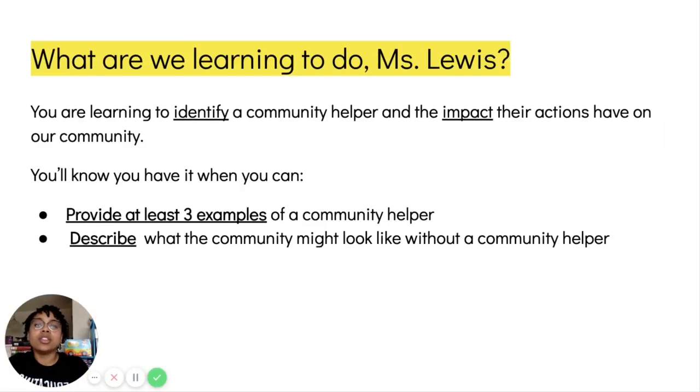All right. So what are we learning to do, Miss Lewis? You are learning to identify a community helper and the impact that their actions have on our community. You'll know you have it when you can provide at least 3 examples of a community helper and describe what the community might look like without a community helper. We know identify means to point out, and impact means the change that they've had on our community. So that's what we're going to be learning about today.